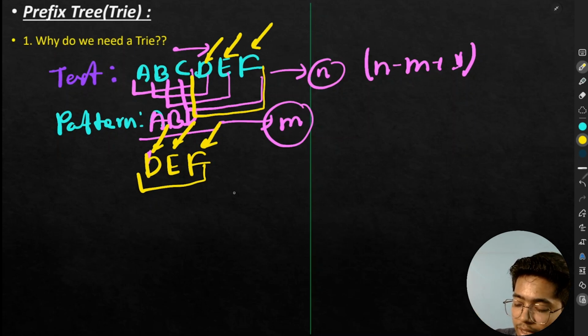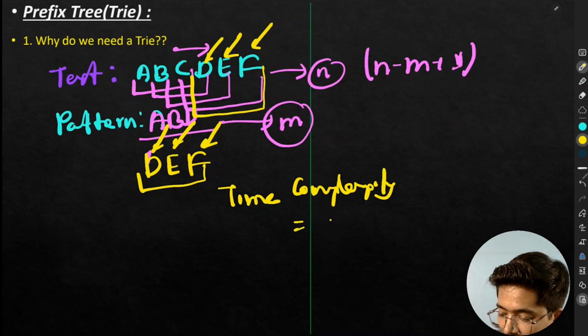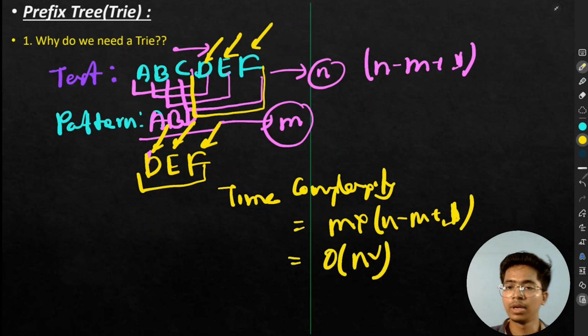That means our total time complexity will be m into n minus m plus 1. So if we just multiply it, we get big O of n square time complexity. That is m times n, we are not going into that, but we see that the time complexity here comes to big O of n square, and this is a very long time complexity.